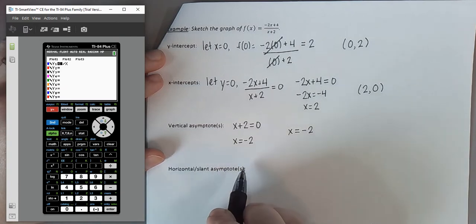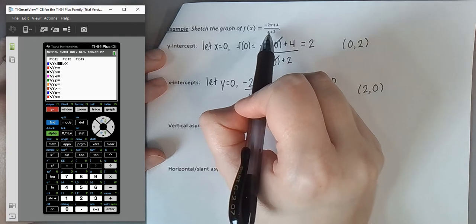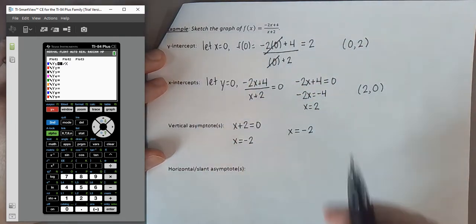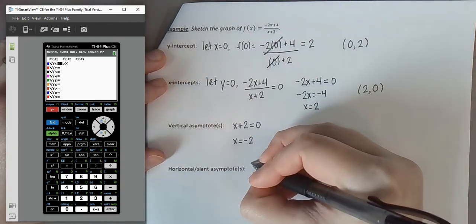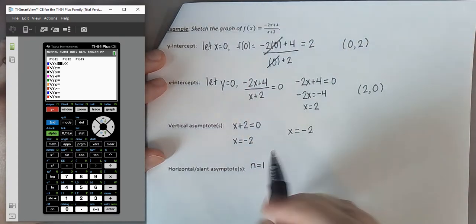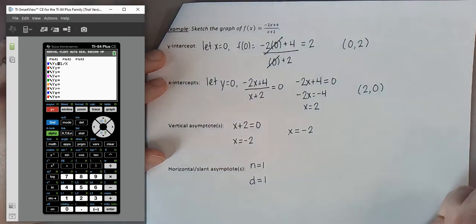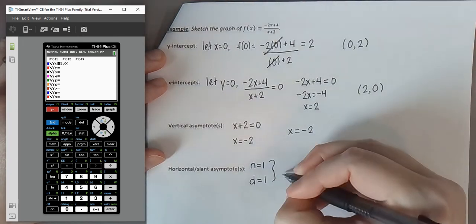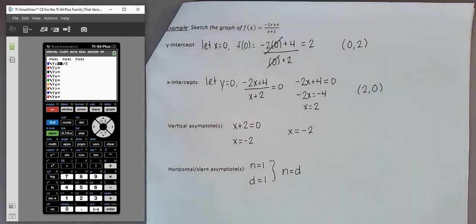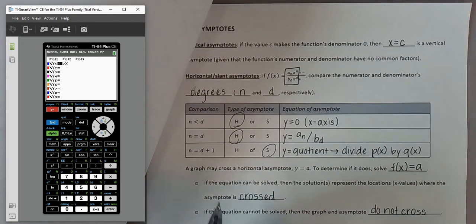Now, horizontal, slanted, remember for this, we're comparing the degree in the numerator and the degree in the denominator. What's the highest exponent on x in the numerator? What's the highest exponent on x in the denominator? Well, in the numerator, it's going to be 1. This is linear, so the highest exponent is 1. The denominator is also linear, so the highest exponent is also 1. So this means that we're in the case where n and d are equal. So let's flip back over and see what that tells us. We're in the case where n and d are equal.